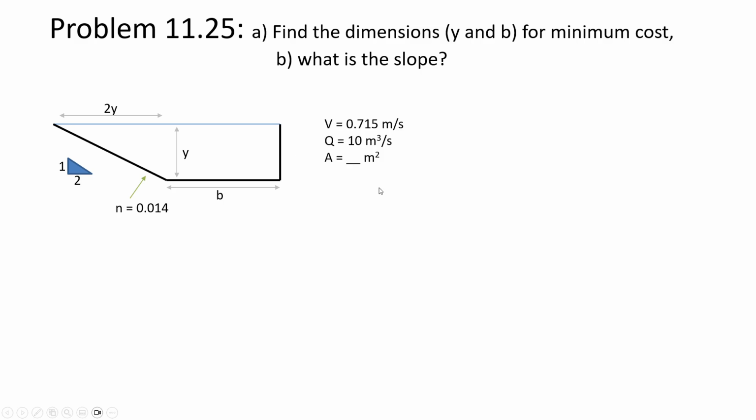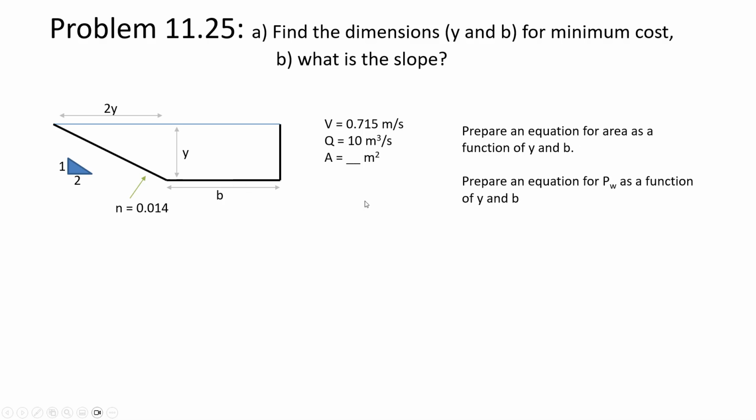So we know that the water flows at 10 cubic meters per second through this channel, and it flows at a velocity of 0.715. So there's a certain cross-sectional area that's implied by that. A equals Q divided by V. So you're going to need to prepare an equation, which I've just told you, to express the area as a function of B and Y. Prepare an equation for the wetted perimeter in terms of Y and B.